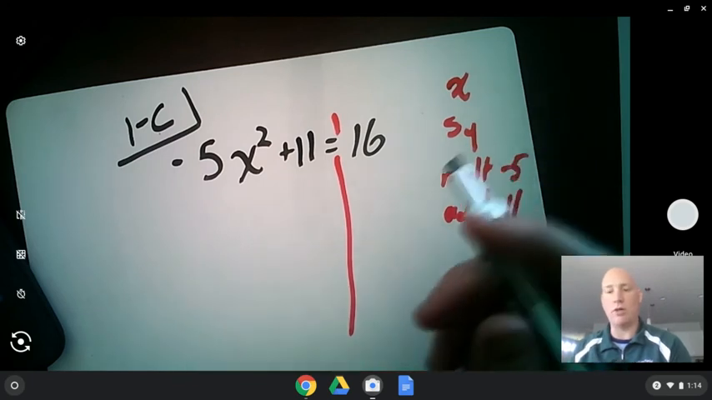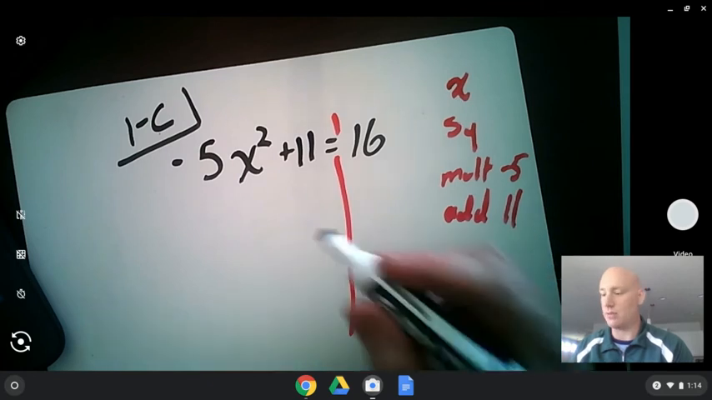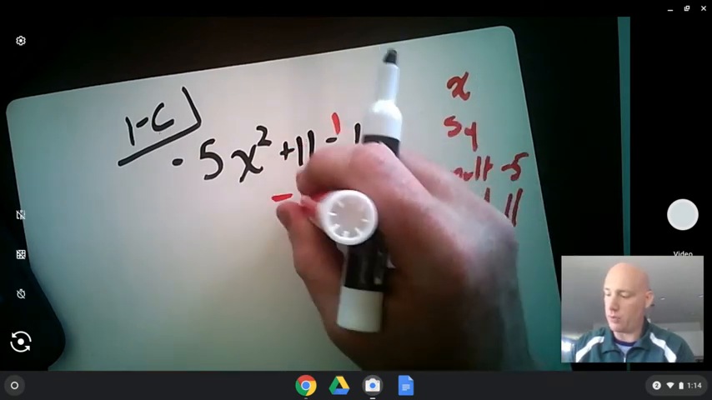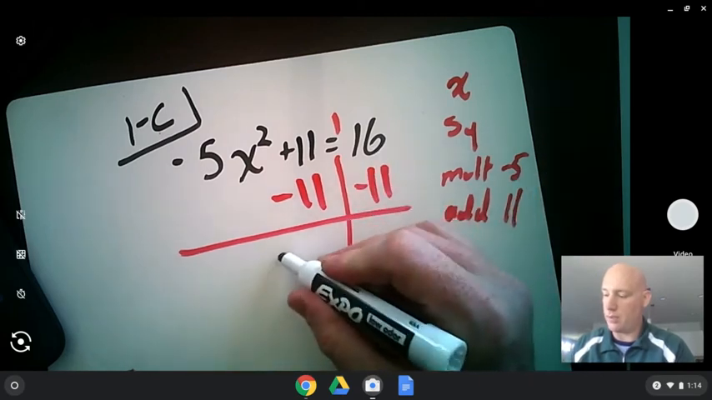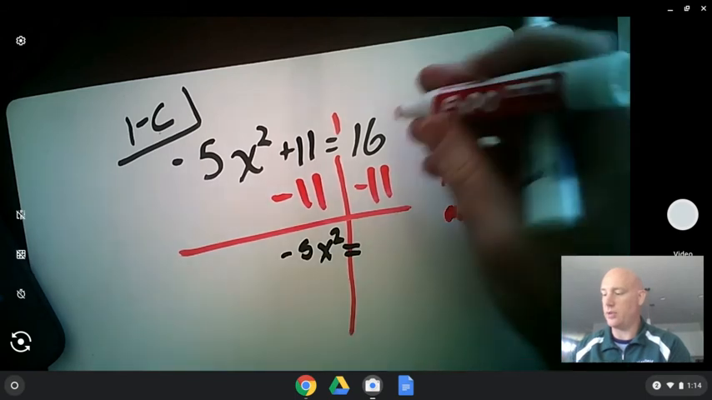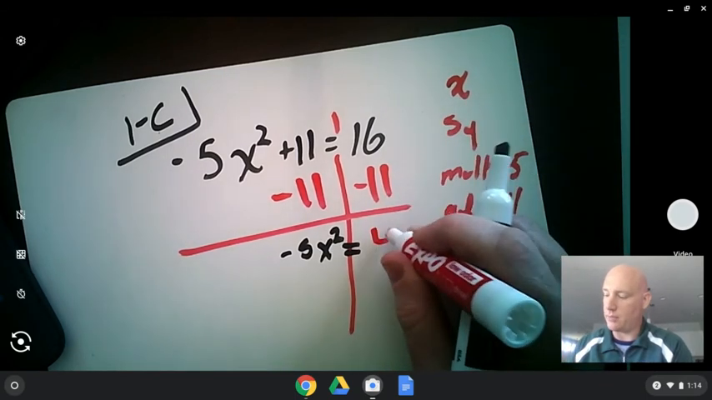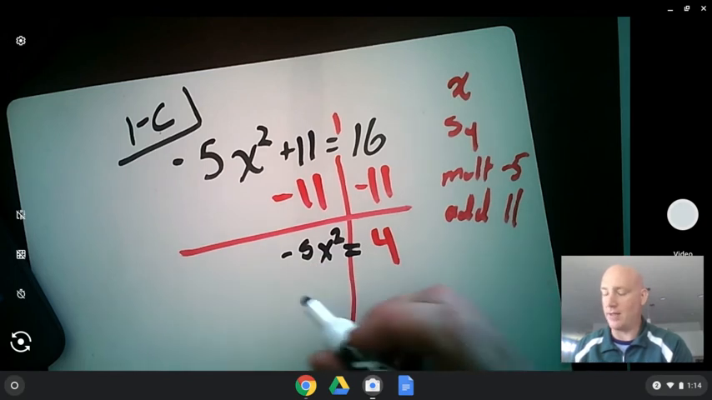So we have to undo everything in reverse order. That starts at the bottom. The opposite of add 11 is subtract 11. So if I do it to one side, I'll do it to the other. I'm left with negative 5x squared equals 16 minus 11. That gives me 4. Now I'm at divide each side by negative 5.